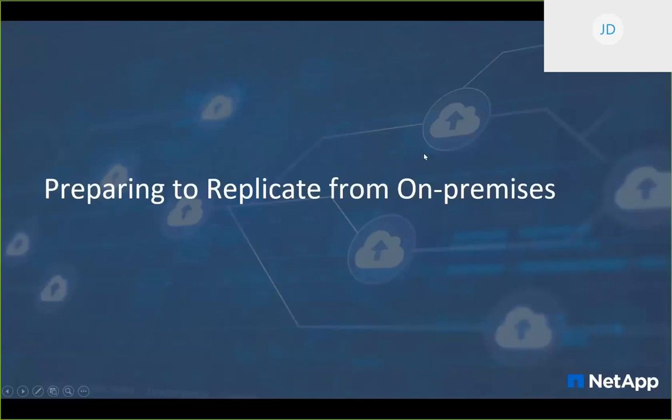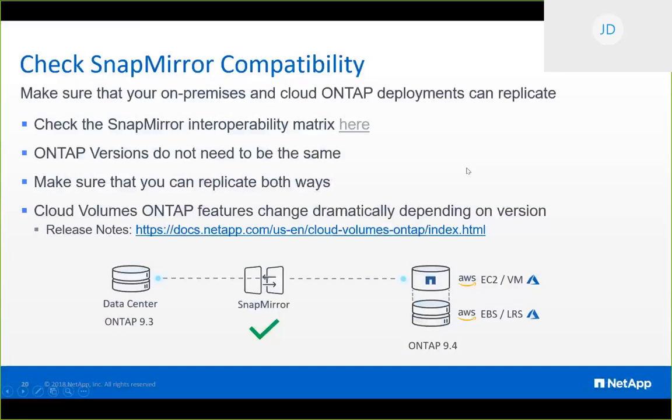Okay, so moving on from architecture, getting into just some things to think about when you are preparing to replicate from your on-premises systems. So first of all, this is extremely important. You have to make sure that the version of ONTAP that you're running in your on-premises data center is compatible with the one that you're going to be running in the cloud for purposes of SnapMirror.